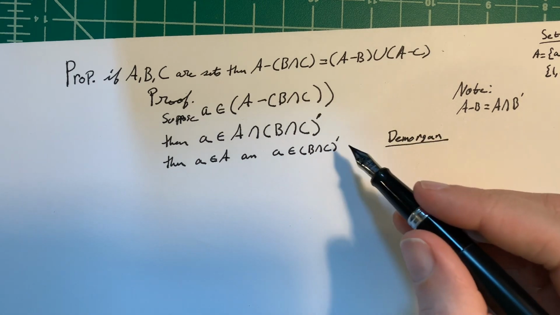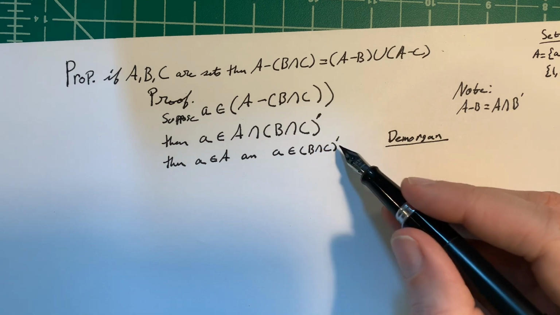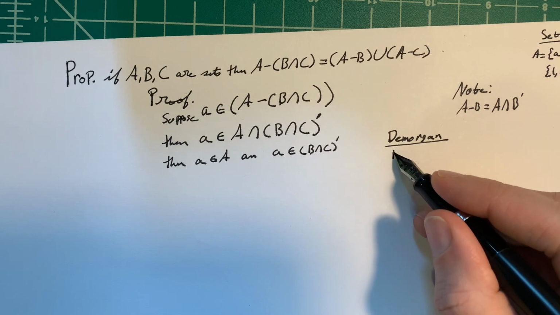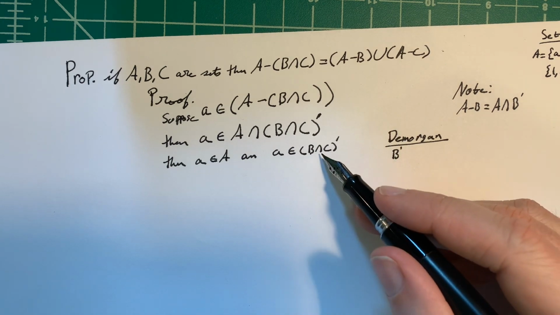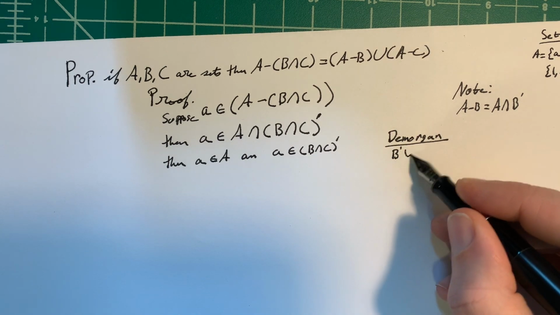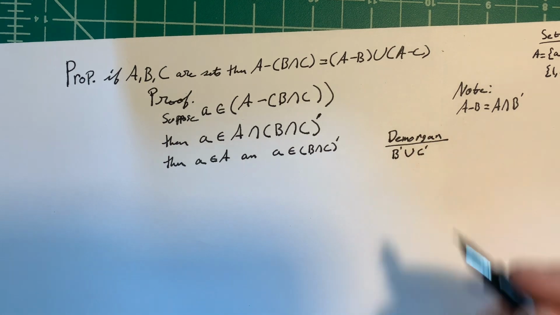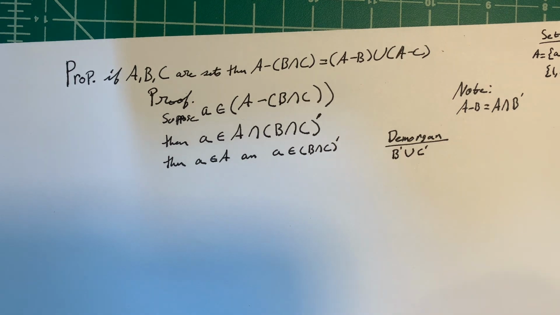I think that's how you spell his name. And it's kind of like distributing the complement. So what's the opposite of B? B complement. What's the opposite of the intersection? The union. What's the opposite of C? C complement. Okay, those are equivalent by De Morgan's law.